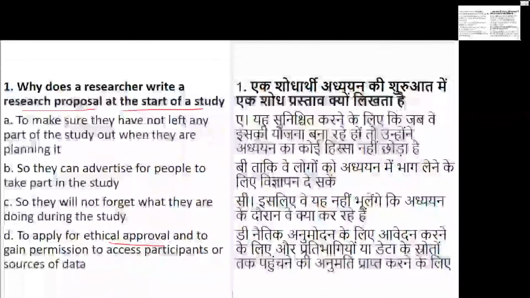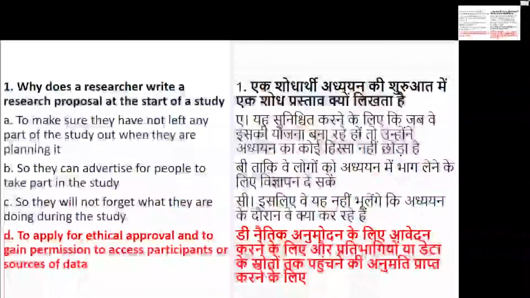It is an outline of what your study is about, what type of current knowledge or database or things you are going to use in your research. So it gives an outline. So why does it have to be written? Let's check the answer. The reason to write the research proposal at the start is that it helps you to get ethical approval, and it will also allow you to get access to the participants and the various sources of data.